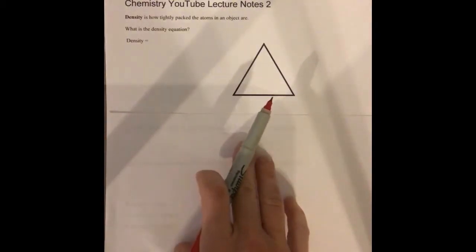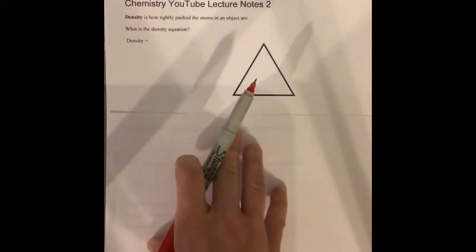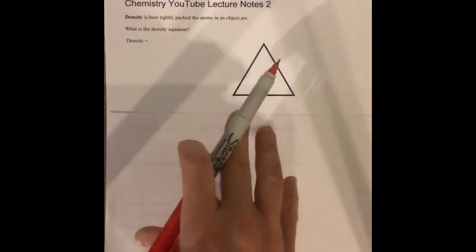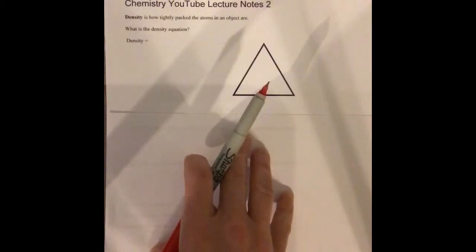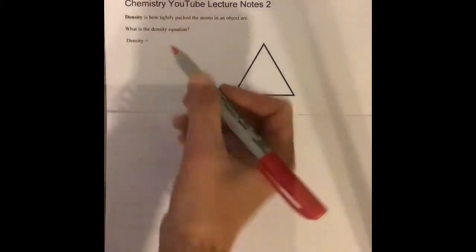In the before class notes, you had a chance to look at the density equation and to do a few simple calculation problems. We're going to review the density equation and make sure you really understand how it works and how to solve different problems with it, because you will be doing a lab on density that corresponds to this lecture. Okay, so our definition for density is how tightly packed the atoms in an object are.